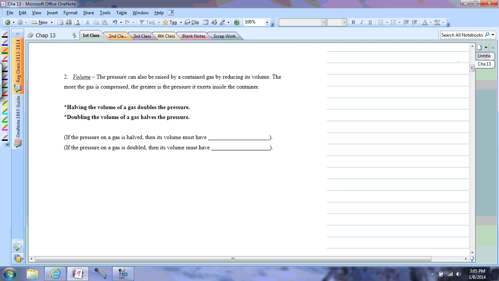Number 2, volume. Pressure can also be raised in a container by reducing its volume. The more the gas is compressed, the greater the pressure. As you push down on a container, you increase the pressure inside. If you have double the pressure, you will have half of the volume. If you take half of the pressure, you will double the volume. So if the pressure on a gas is halved, then its volume must have doubled. If the pressure on a gas is doubled, then its volume must have halved.